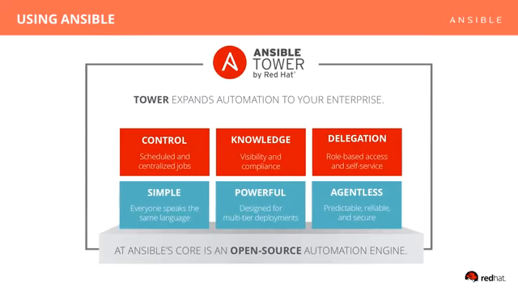Okay, we've introduced the core concepts of Ansible. Now let's talk briefly about Ansible Tower. Tower layers in control, knowledge, and delegation on top of Ansible's simple, powerful, and agentless automation engine. Tower is a UI and API that centralizes Ansible runs, which also makes it easier to integrate Ansible into other systems or workflows required for things like CI/CD or DevOps processes.